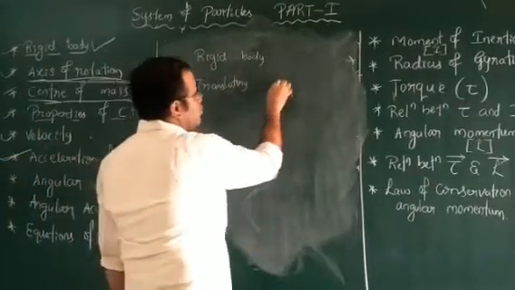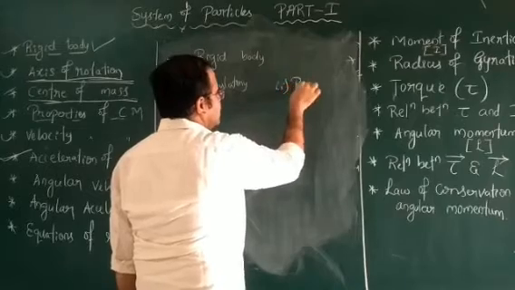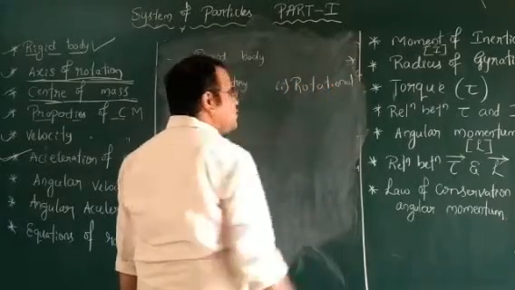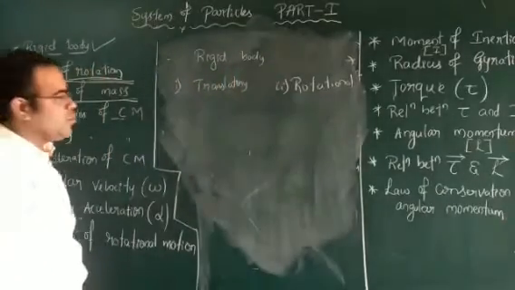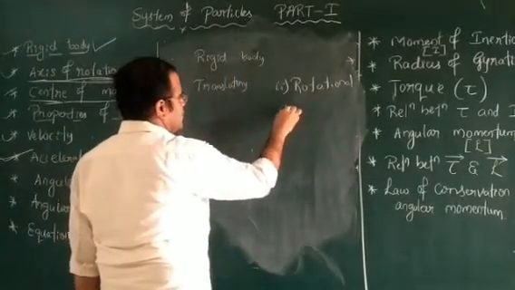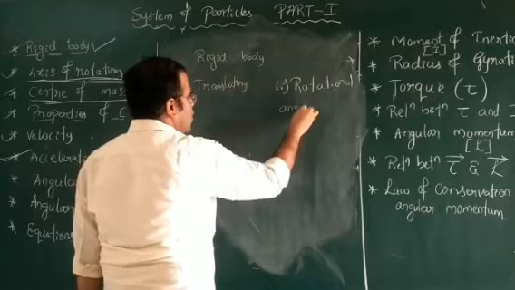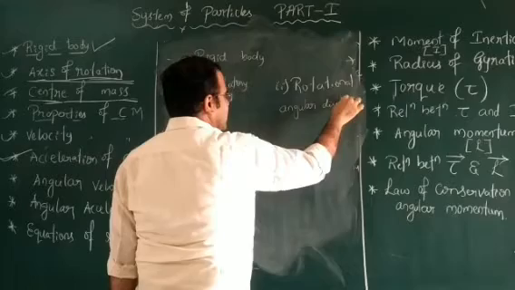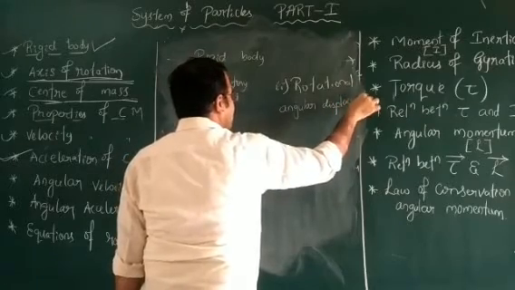The second type of motion that we observe is rotational motion. So whenever we have a rotational motion, there is a change in the position. So the change in the position is given in terms of what? Angular displacement.